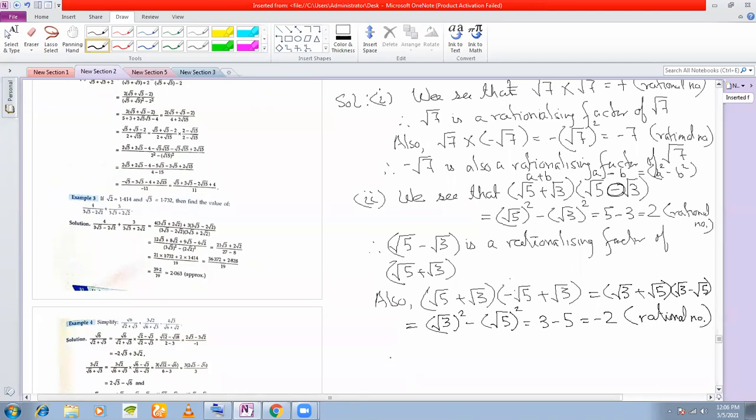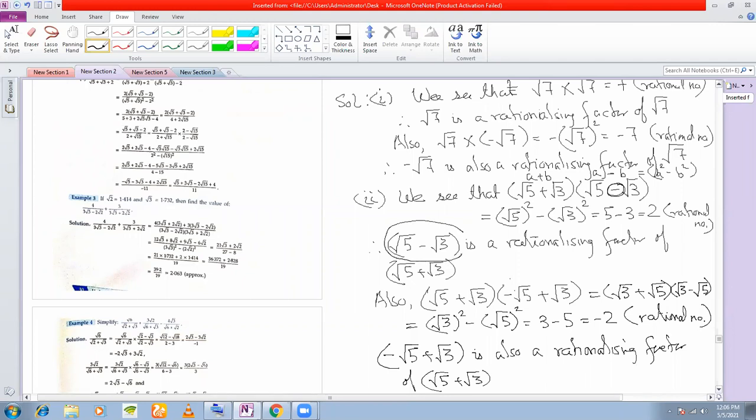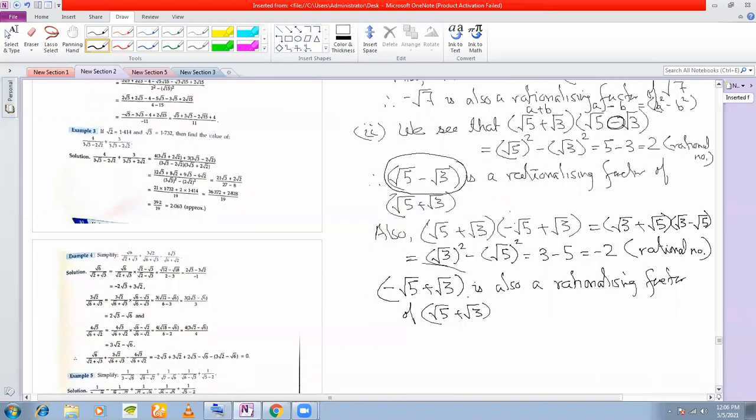Therefore, what do we say? That root 3 minus root 5 is also a rationalizing factor of root 5 plus root 3. Okay, so for root 5 plus root 3, you're getting two rationalizing factors. You can either have root 5 minus root 3, or you can have root 3 minus root 5, any. Okay, so you can consider any one. Either you can change the sign of root 3 or you can change the sign of root 5. Fine.